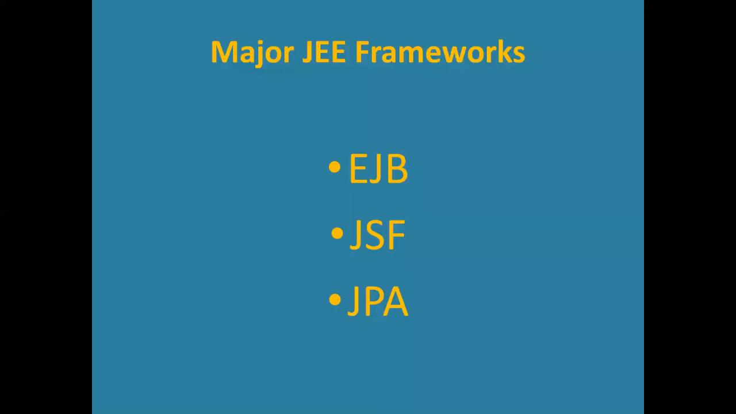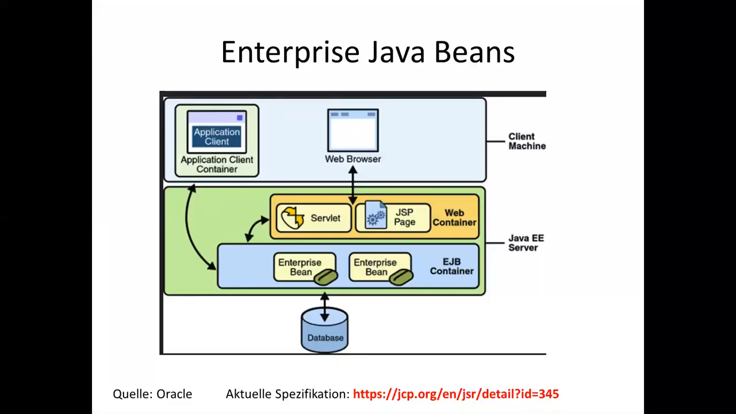And what about Java Enterprise? In my opinion, the most important parts of Java Enterprise are three frameworks: Enterprise Java Beans, Java Server Faces, and Java Persistence API. Let's look at each of the frameworks I have spoken about.